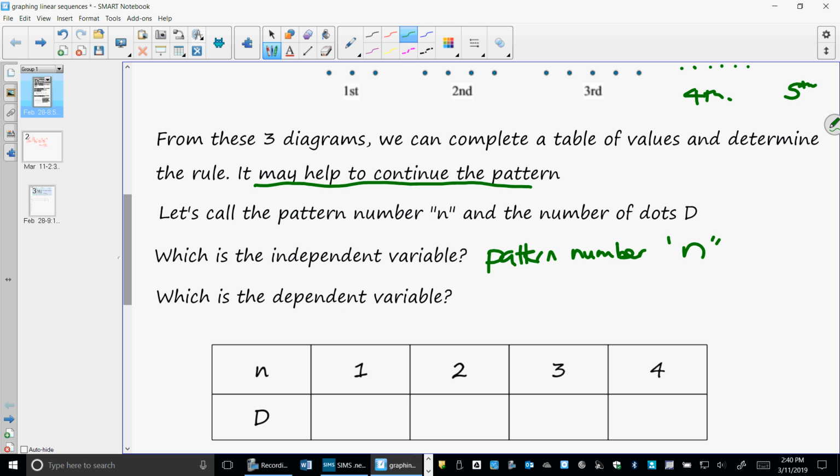So that's n. Which number? Like the 1, 2, 3, 4? Yes, the pattern number. Okay? Which means, no prizes here, which is the dependent variable? The number of dots. Okay, it depends on the one that changes. So it depends on it, yes? So if something depends on something else, it means it's going to be affected by it. Whereas the pattern number is our independent variable, because that's the one that we've chosen, essentially.